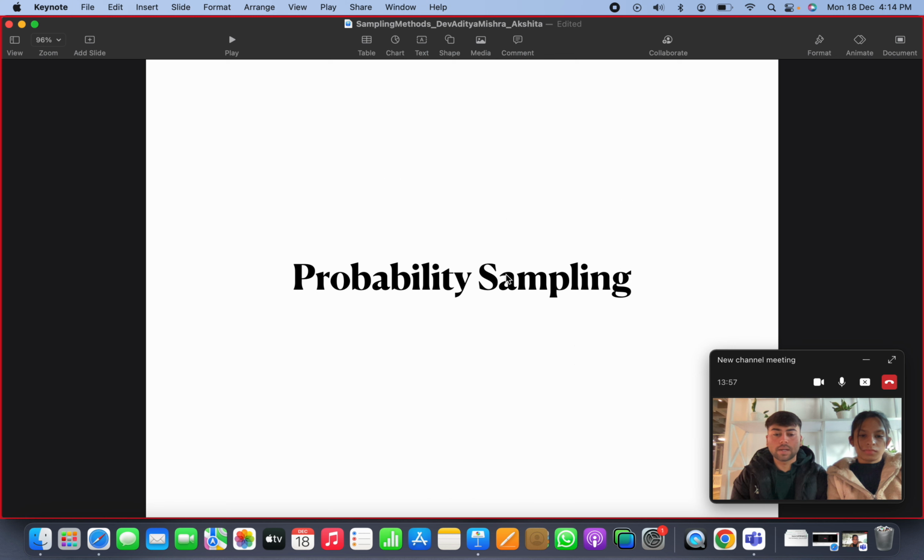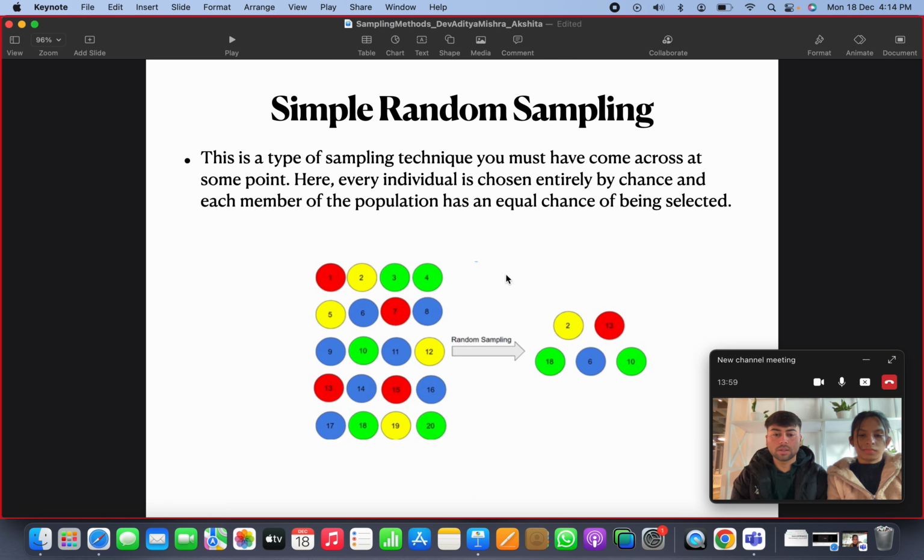Talking about probability sampling, in simple random sampling we select entirely from the population by chance, and every element has an equal chance of being selected. Looking at this example, we can see that we randomly selected five elements out of this population.